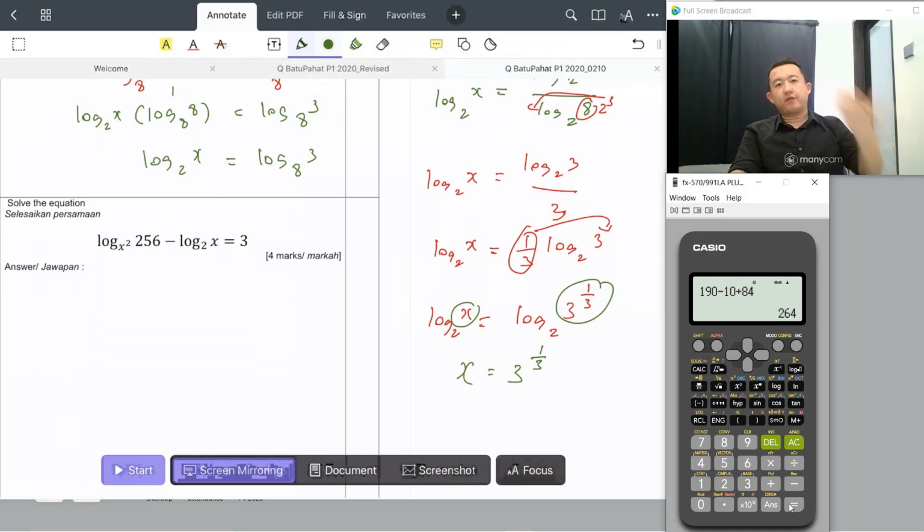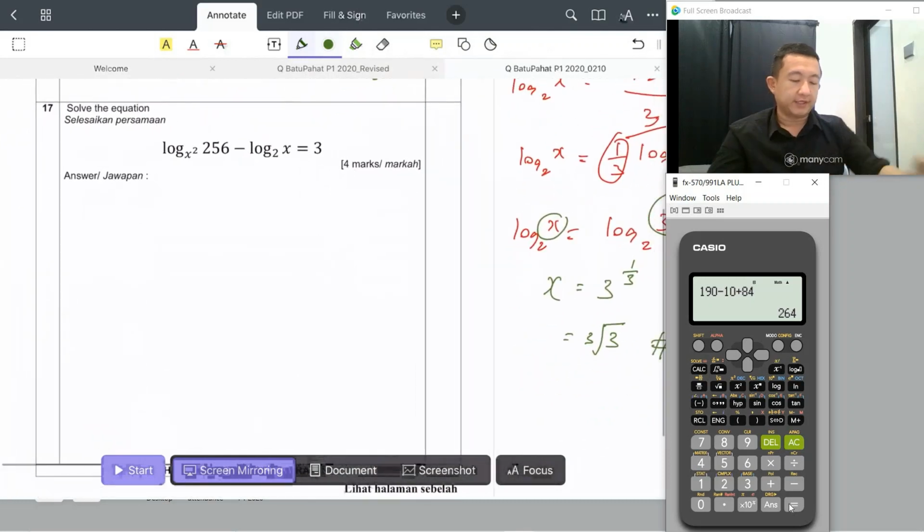Of course, it's a bit weird, right? You have x equals to 3 power 1 over 3. You don't write that, but you can change that to the root of 3, which is cube root power 1. So it's a cube root of 3. X equals to cube root of 3. Okay, we go on with 17.